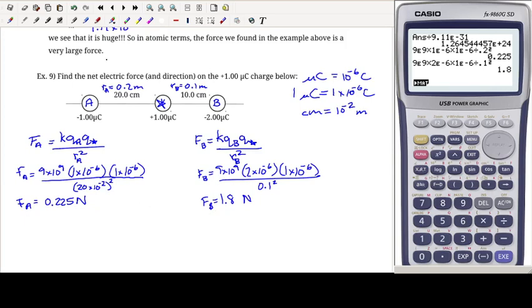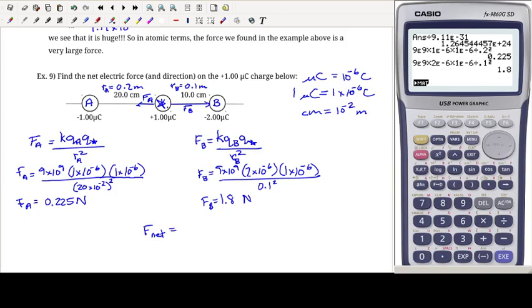Now to find the direction, I go back and think about like charges repel, opposite charges attract. So between A and star, these are opposite charges. They're going to attract. And so what that does to star is it pulls it towards A. So there's my FA. Opposite charges attract. So again, what that does to star between the 1 and the negative 2 microcoulombs is it pulls it towards B. And as we saw from our calculations, FB is a whole lot bigger than FA. So here's my FB.